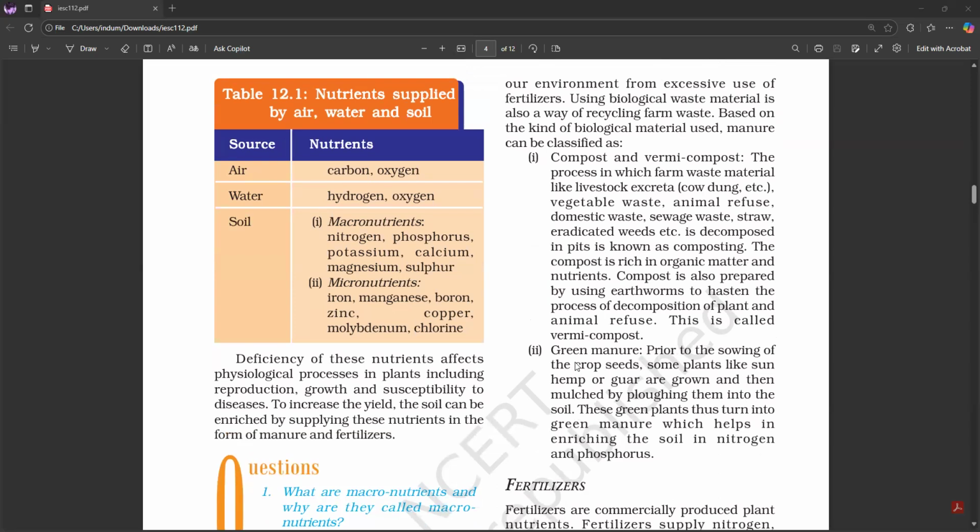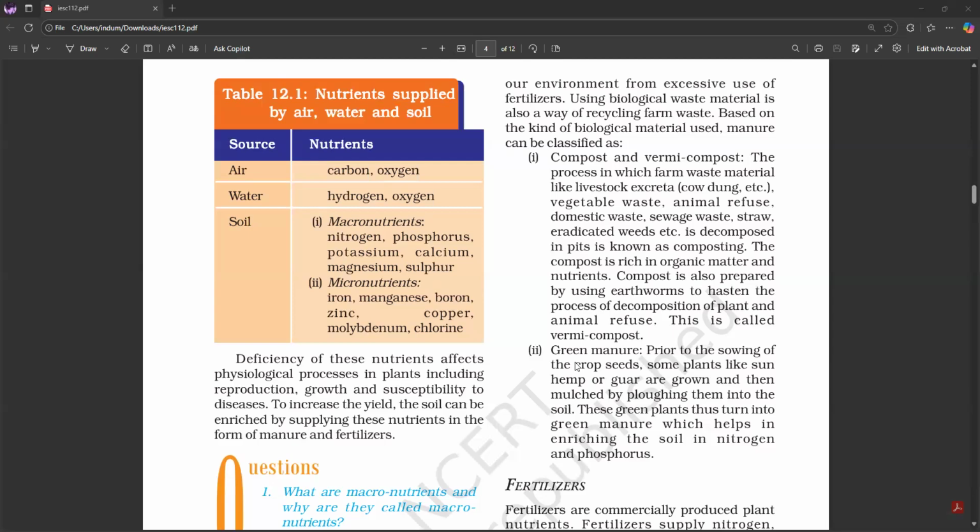Based on the kind of biological material used, manure can be classified as compost and vermicompost. The process in which farm waste material like livestock excreta, cow dung, vegetable waste, animal refuse, domestic waste, sewage waste, straw, eradicated weeds, etc., is decomposed in pits is known as composting.